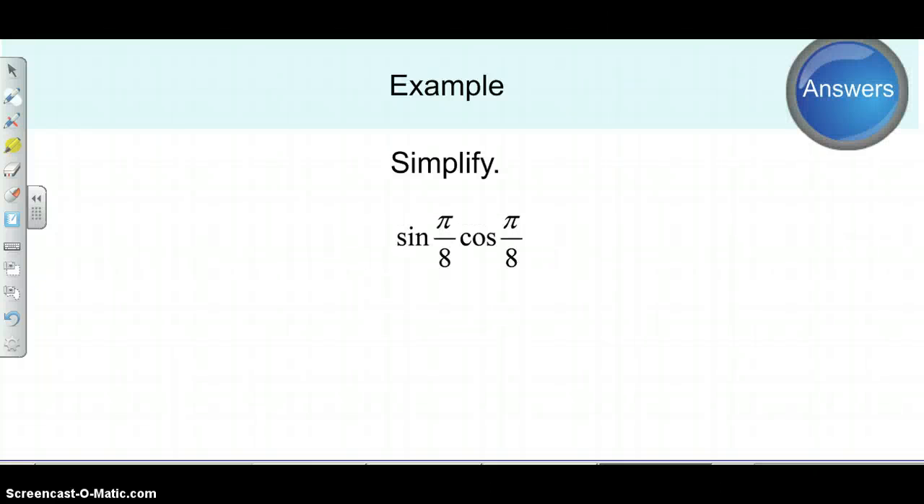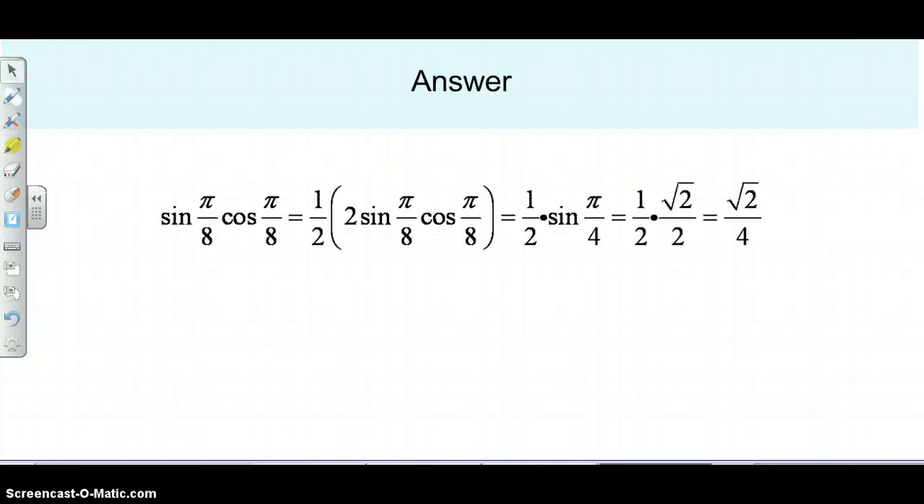Now, the next one, I want you to give a try, and then I will show you the answers. So pause your video, and then you'll see if you got it correct. And I have the work shown here for you. The goal is to get it so that what you're starting with looks like one of the identities. And you can see that I wrote the double angle identity for sine right here. And then I noticed I would just then have to multiply this by a half. So I continued on to simplify, and this became sine of pi over 4, which of course I know is root 2 over 2. That gets multiplied by half, and then I'm left with root 2 over 4.